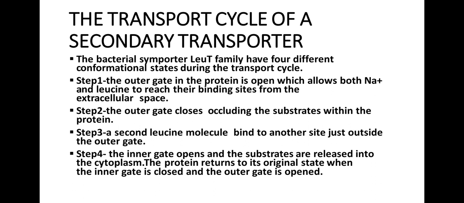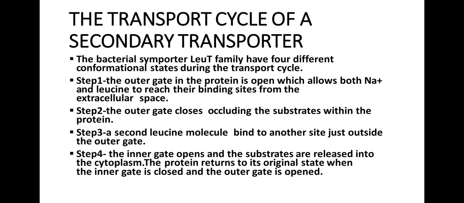The bacterial symporter of the LeuT family has 4 different conformational states during the transport cycle. Step 1, the outer gate in the protein is open, which allows both Na+ and leucine to reach their binding sites from the extracellular space. Step 2, the outer gate closes, occluding the substrates within the protein.